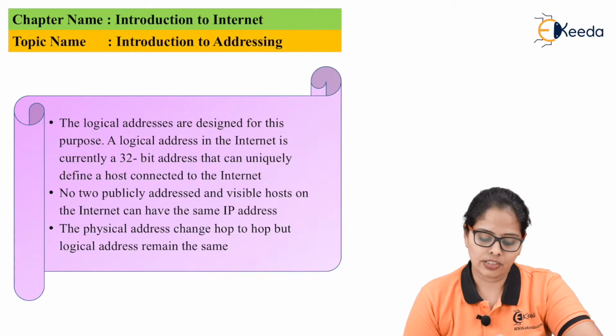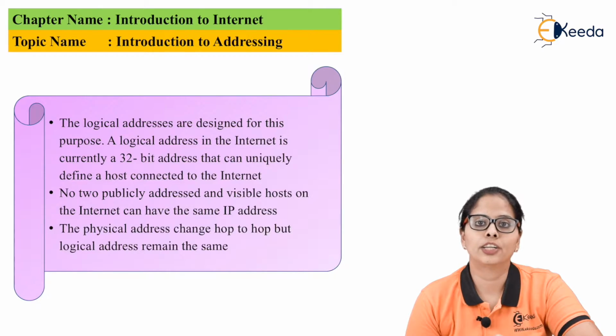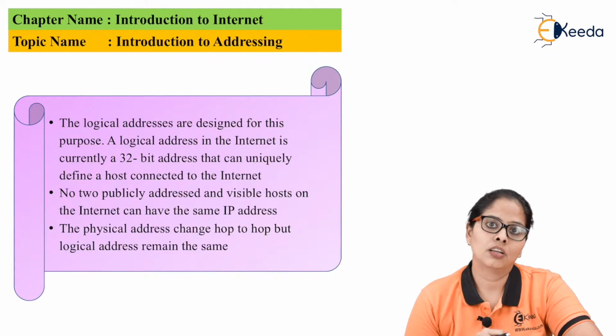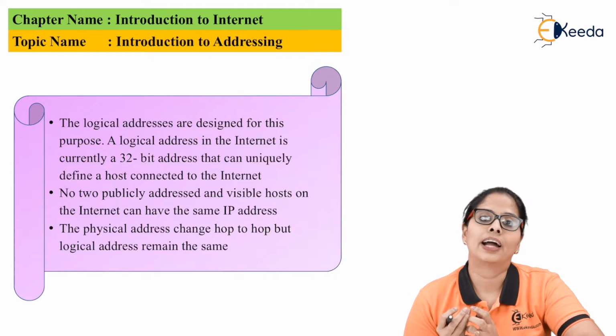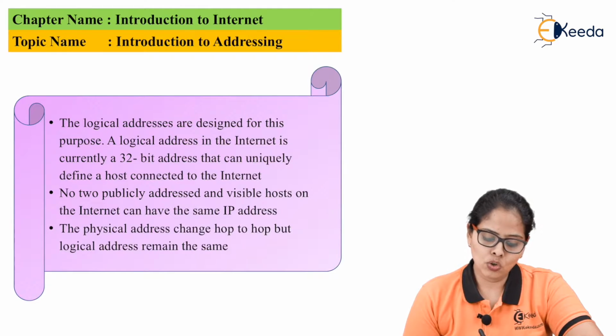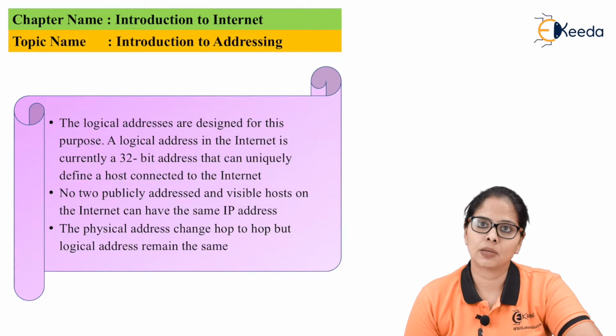The logical addresses are designed for this purpose. A logical address in the internet is currently a 32-bit address, and that can uniquely define the host connected to the internet. So basically the IP address is of 32 bits and it is a unique address. Each user will have a unique IP address. Two hosts cannot have an identical IP address. No two public and visible hosts on the internet can have the same IP address.